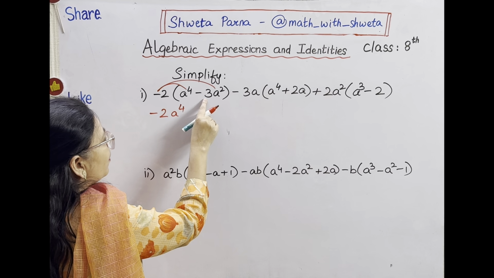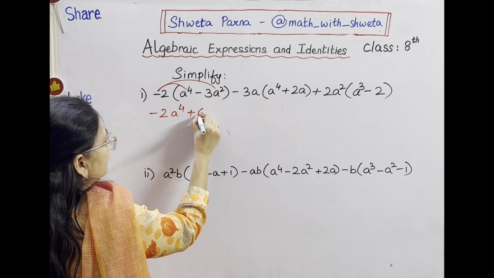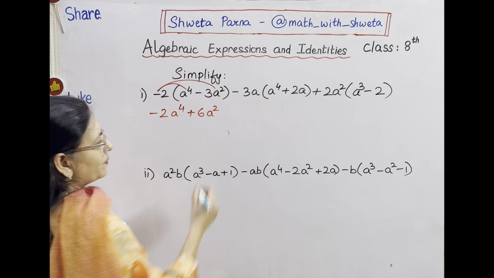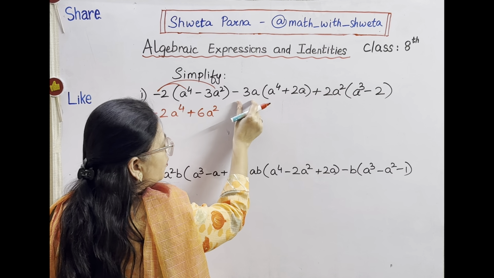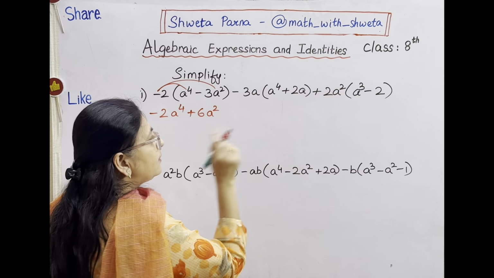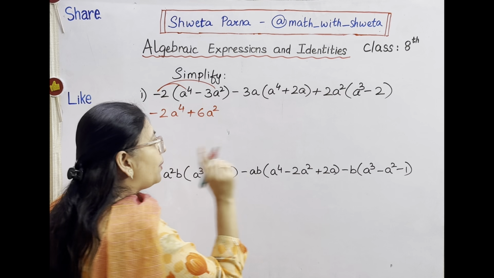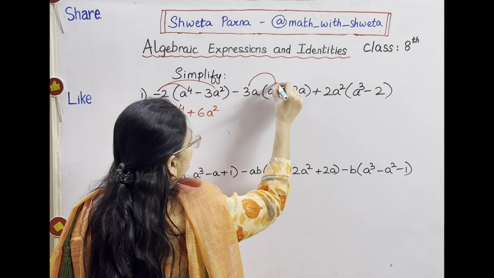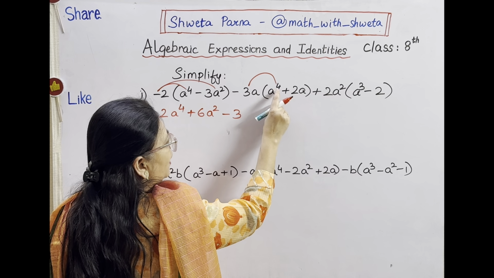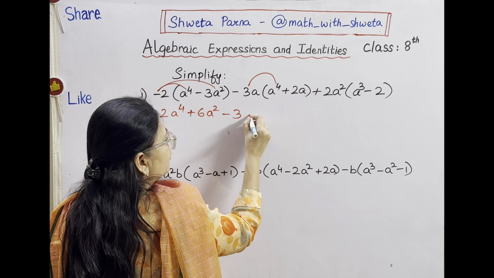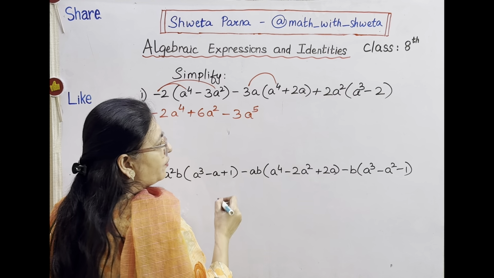Minus 2 into minus 3 will become plus 6a square. Clear? Now here again this is a bracket. The number outside is minus 3a. It is not 3a, it is minus 3a. So minus 3a into this will become minus 3a raised to the power 1 into a raised to the power 4. This will become a raised to the power 5.